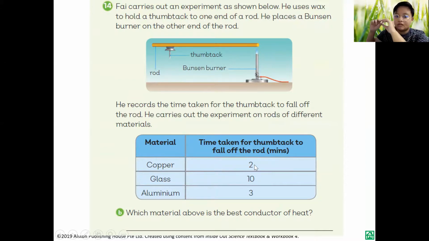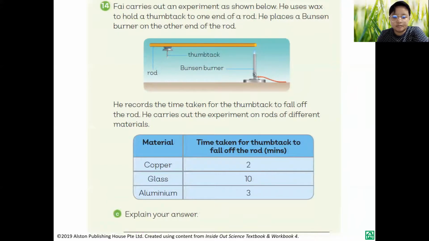Remember, from the Bunsen burner, the heat is transferred to the copper rod. When the copper rod is heated, it slowly melts the wax. So it only took 2 minutes before the wax melted and the thumbtack fell off. Copper is the answer.